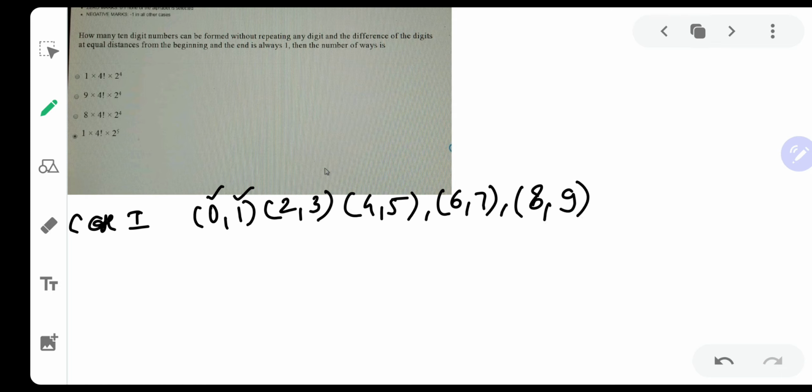Okay, now let us do one thing. 1 2 3 4 5 6 7 8 9 10. Now the problem is with 0 1, that if it is taken at the start like this, 0 and 1, that won't be a 10 digit number, right? So I'll have to take out that. Okay, so let us say I am considering two cases here. At the first position, 1 and 0 is not there right now. Other than 1 and 0, other pairs are there.